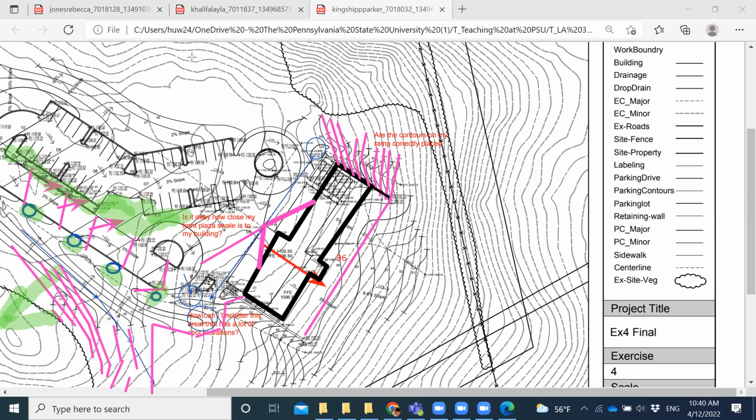And your swale on this side will be clean water coming off the hillside. Okay. All right. Yeah. That's that area.